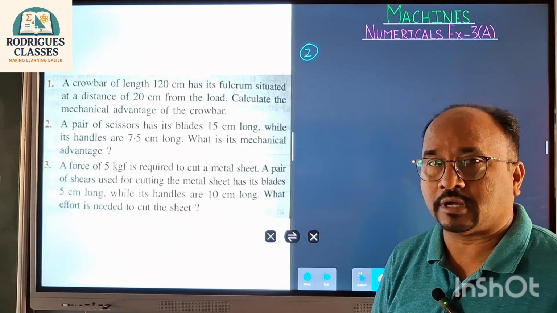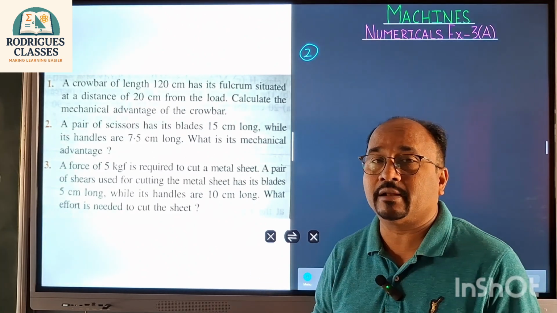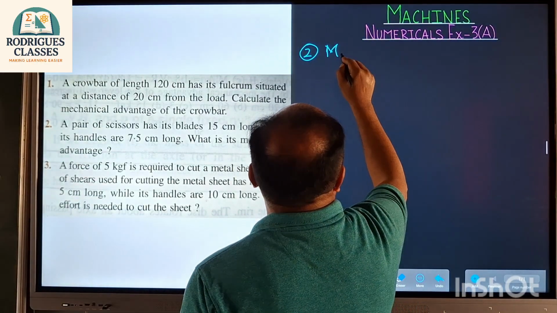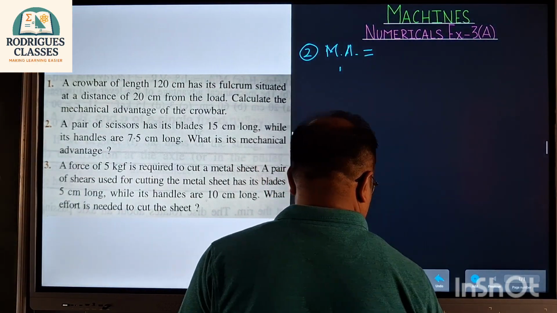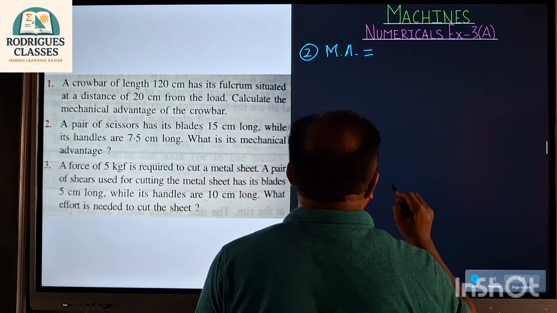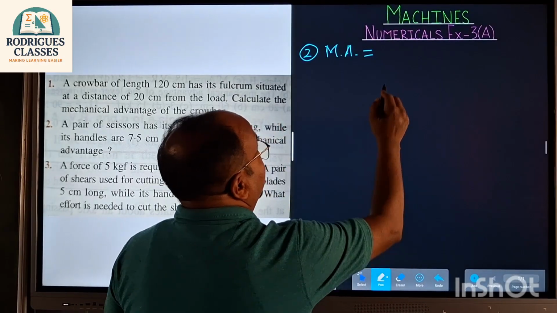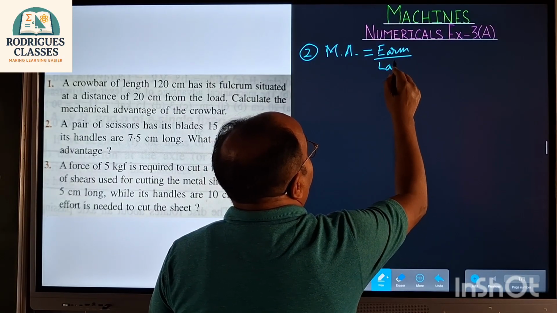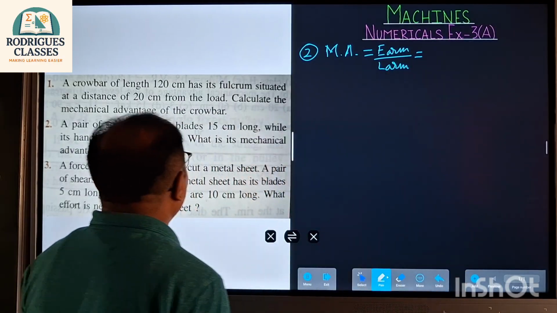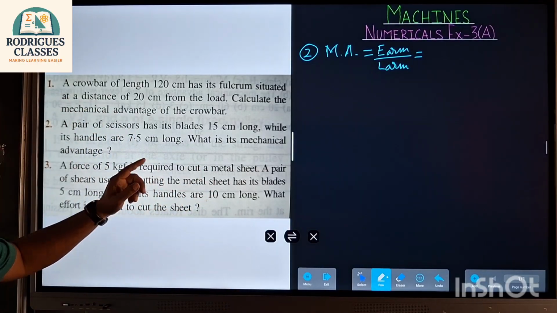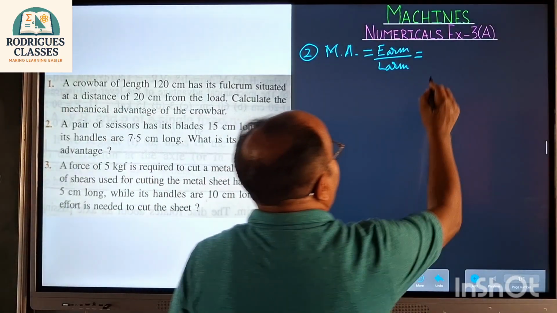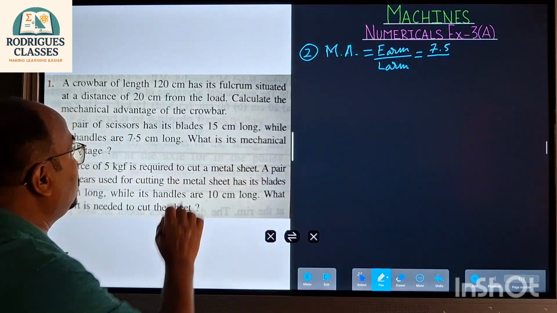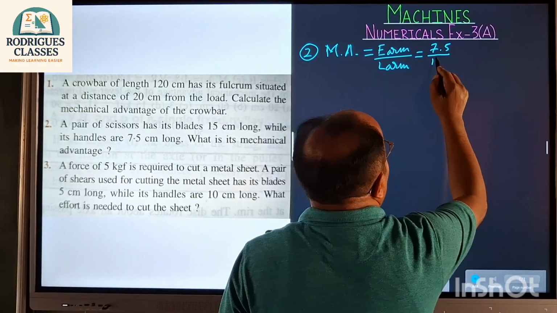So a very direct sum to the numerical. Only we should be clear about which one is the load arm and the effort arm. So we write here mechanical advantage as effort arm by load arm. So effort arm, as I told, is from the handle part. So that is 7.5 centimeter. And this one, the load arm, is 15 centimeter.